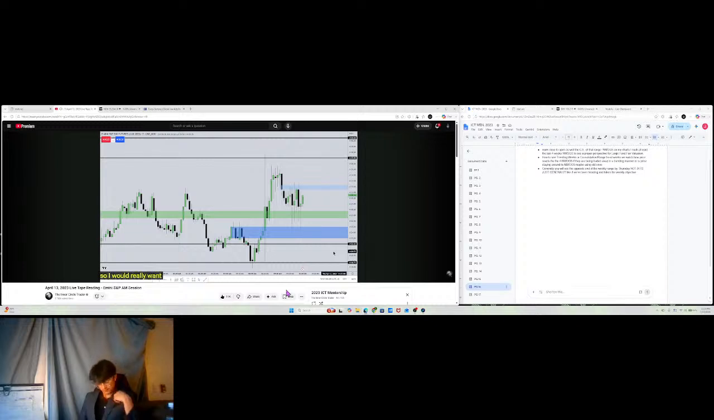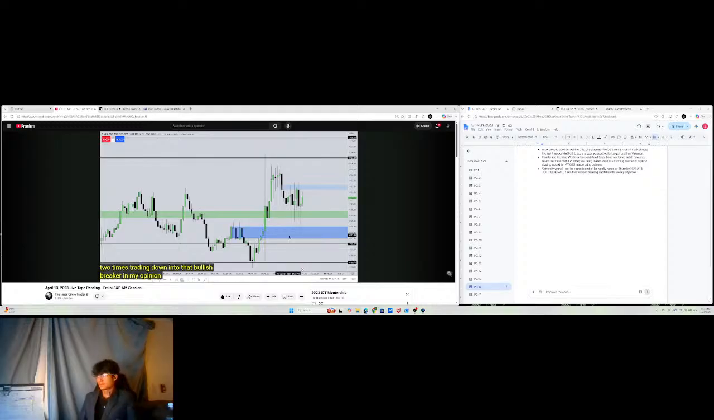So I would really want to see it run here above that fair value gap, right now in this candle or the very next one. Only because we've had two times trading down into that bullish breaker.